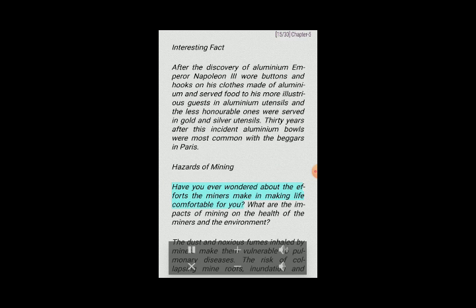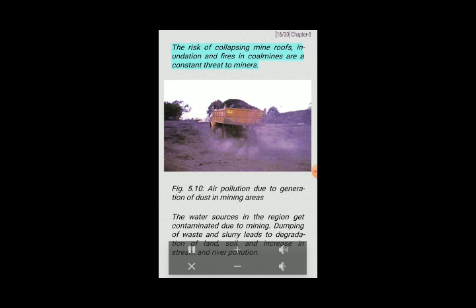Hazards of mining. Have you ever wondered about the efforts the miners make in making life comfortable for you? What are the impacts of mining on the health of the miners and the environment? The dust and noxious fumes inhaled by miners make them vulnerable to pulmonary diseases. The risk of collapsing mine roofs, inundation, and fires in coal mines are a constant threat to miners.